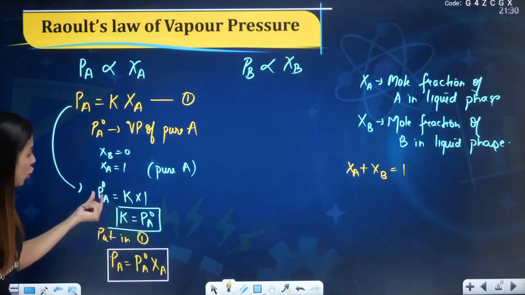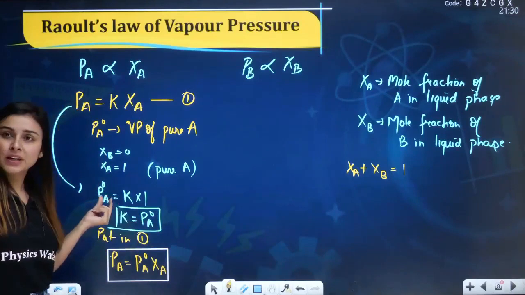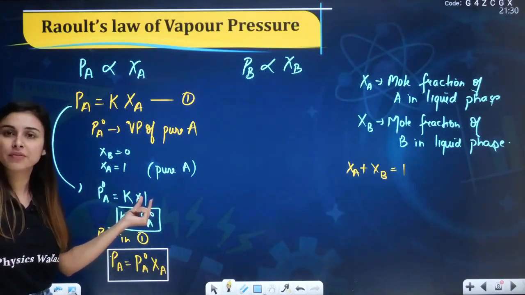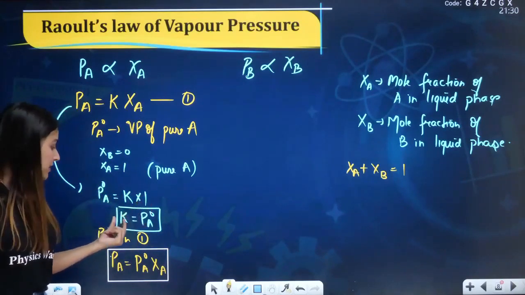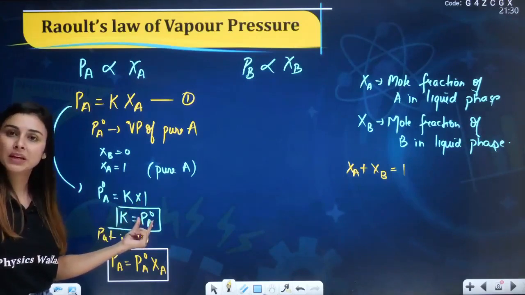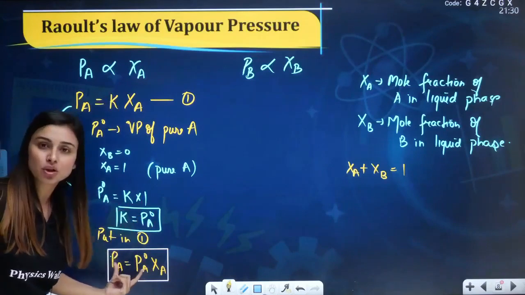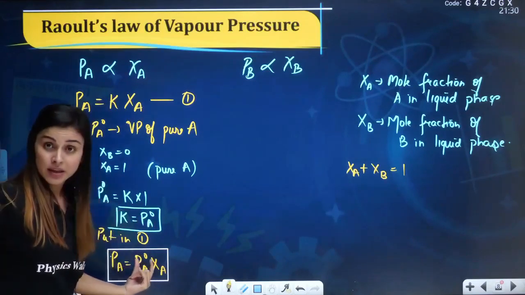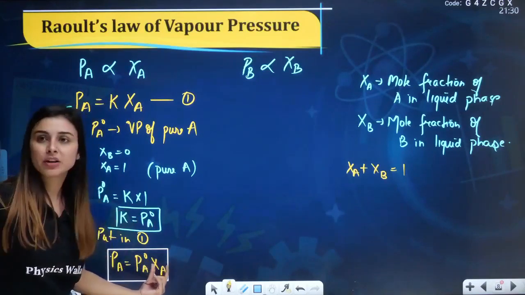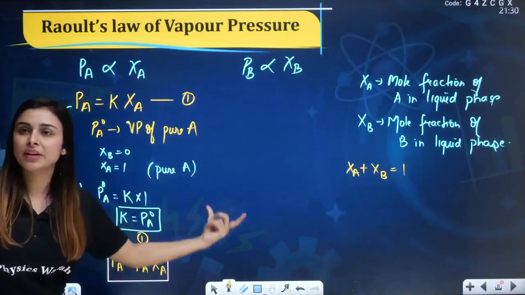So this pressure will become equal to PA naught, which is K into the mole fraction of A, which was equal to 1. So we said that K came out to be PA naught. We put this value in and we get the expression that the partial pressure of A is equal to pure A's vapor pressure into the mole fraction of A. Similarly, you can calculate for B as well.